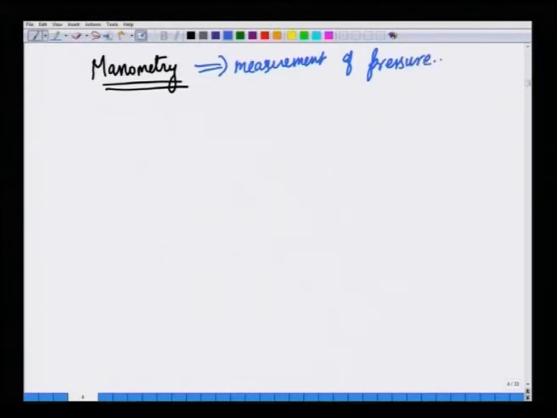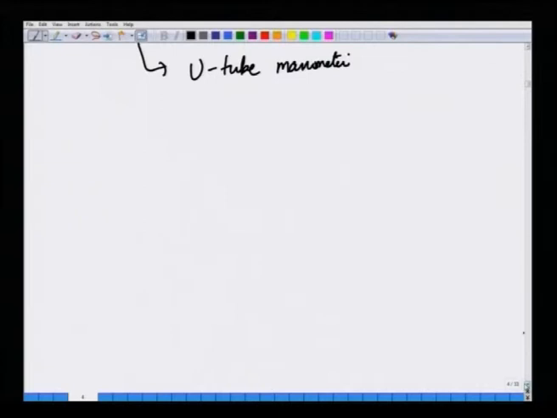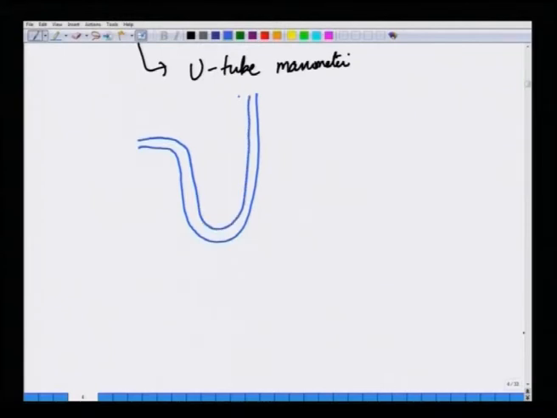Okay. And the specific device we are going to use is called a U-tube manometer. Okay. So, what is the construction? Well, it consists of a U-shaped tube, okay, and one end is exposed to atmosphere. The other end is joined to a region whose pressure we want to know.